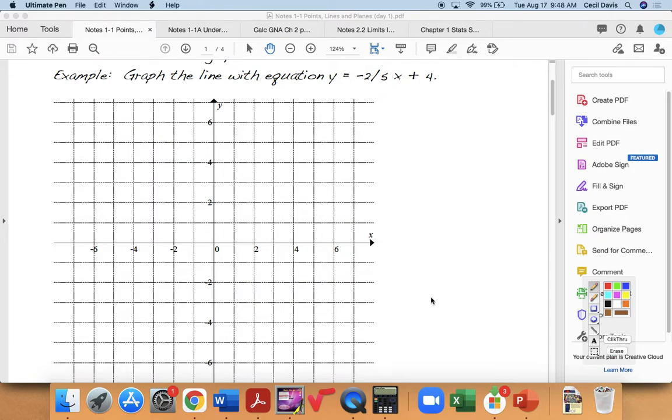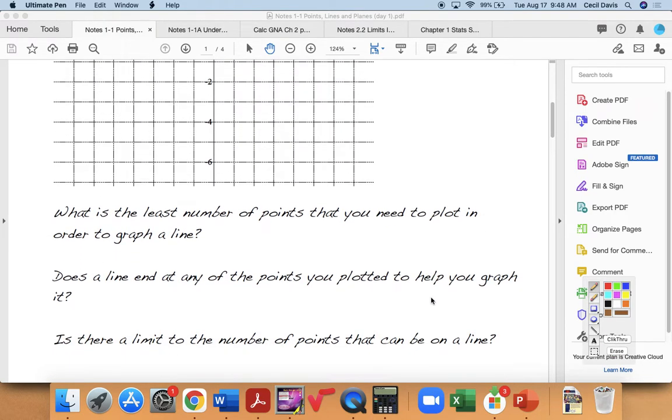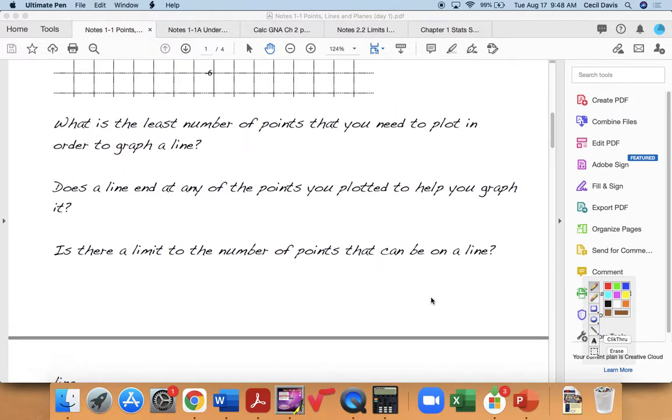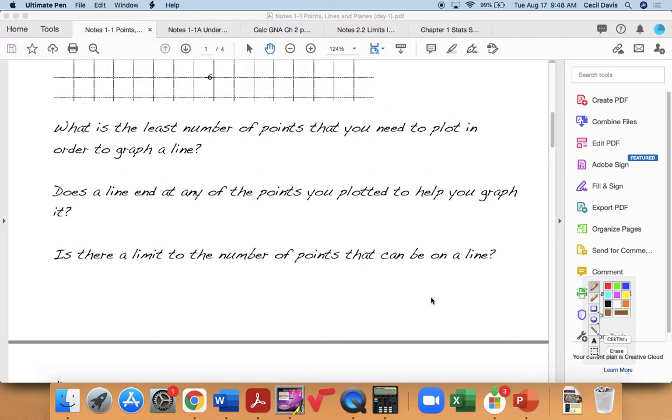That's just an example of using points and lines. So, a couple of questions. What is the least number of points that you need to plot in order to graph a line? Well, we already talked about this. What was the least? Everybody? 2.